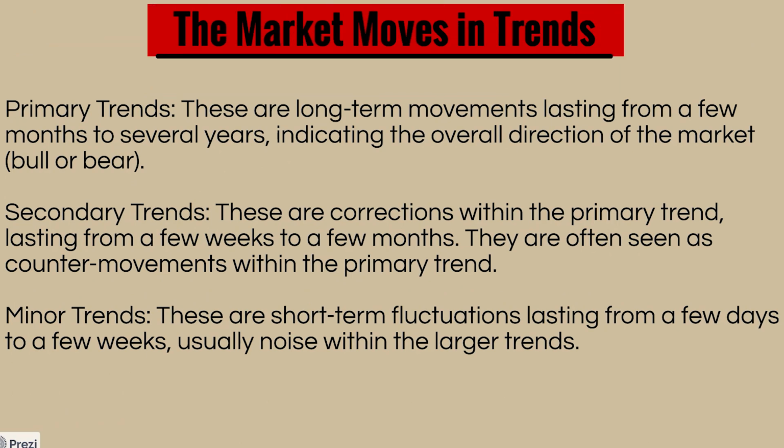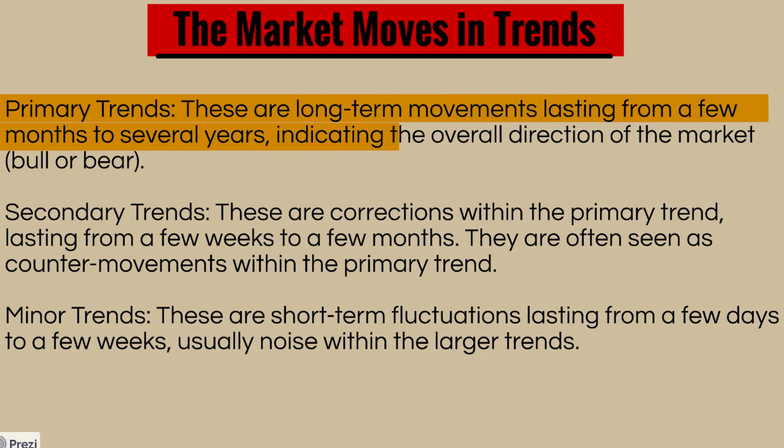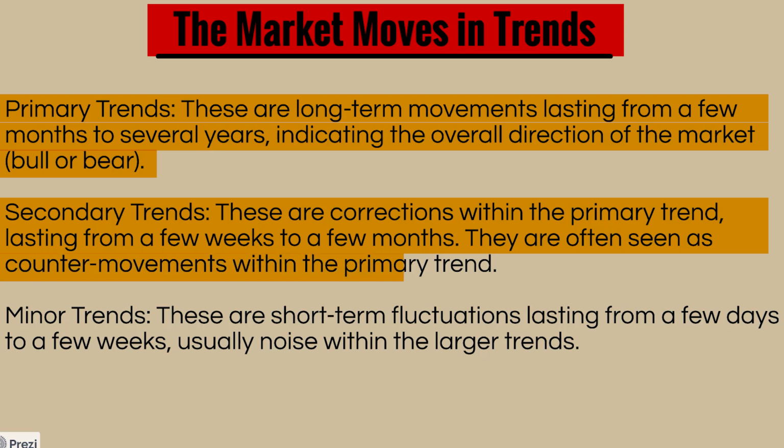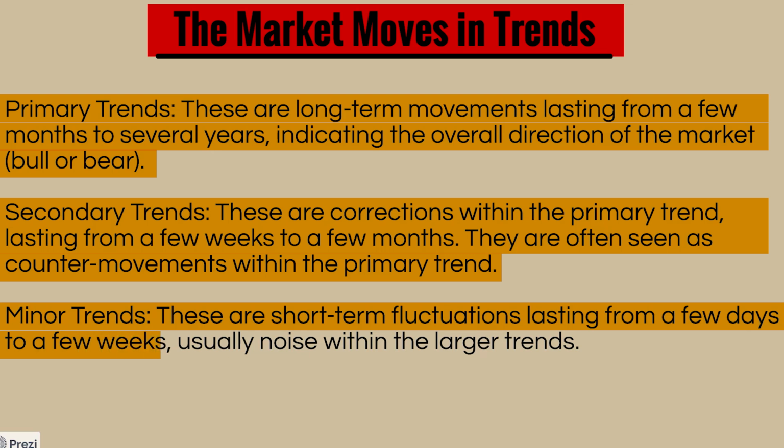Now, another tenet in the Dow theory is that the markets move in trends, and there's 3 separate trends. You have the primary trends, and these are the long-term movements lasting from a few months to several years, indicating the overall direction of the market, bull or bear. And then you have the secondary trends, right? These are corrections within the primary trend lasting from a few weeks to even a few months, and they're often seen as counter movements within the primary trend. And then lastly, Dow mentioned the minor trends, and these are short-term fluctuations lasting from a few days to a few weeks, and this is usually the noise within the larger trends.